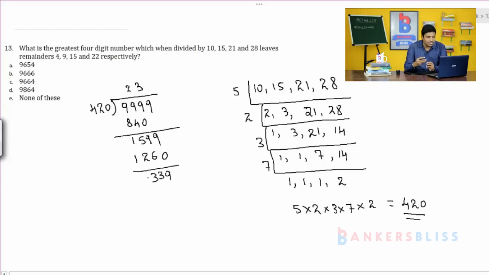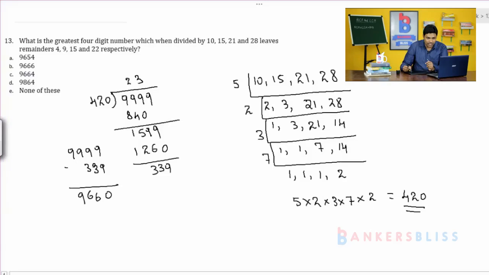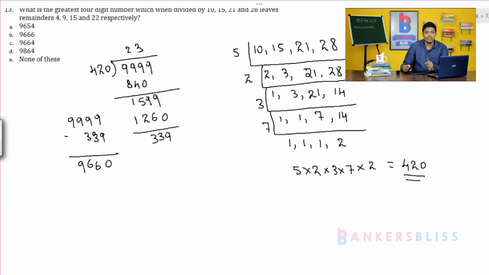So if you subtract 339 then it is divisible by 420 exactly. 9999 minus 339 if you do then you will get 9660. So 9660 is the number which is exactly divisible by 10, 15, 21 and 28.